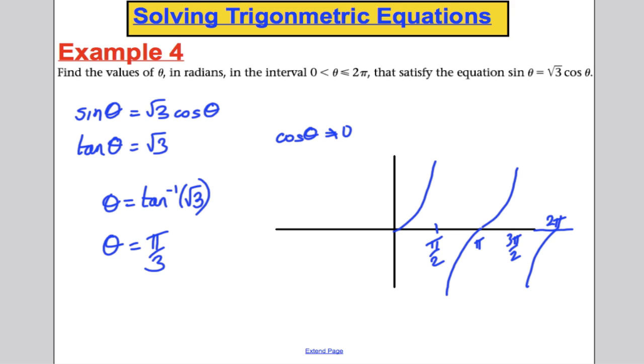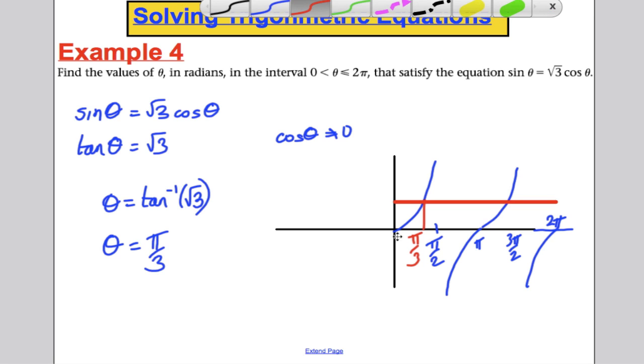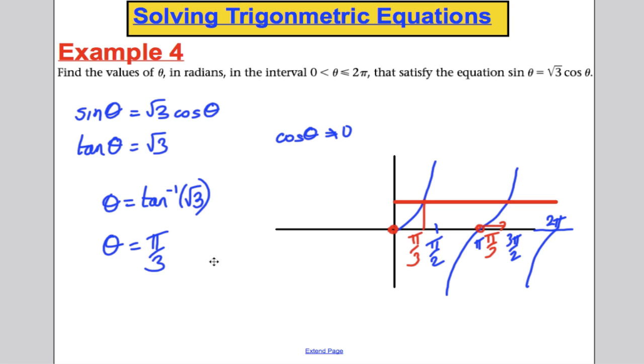Pi by 3 was our key principal value, so pi by 3 is somewhere here, and we want to work out the other values. That's pi by 3 from a root, so this must be pi by 3 from this root at pi, so it'd be 4 pi by 3. So theta must be pi over 3 and 4 pi over 3. And that's it. You've got your two roots in the right interval. And we've done another one.